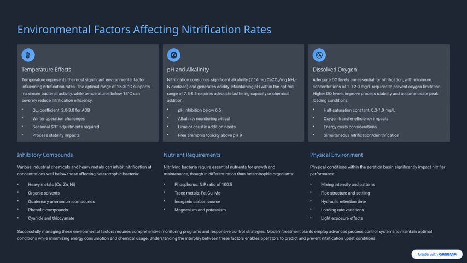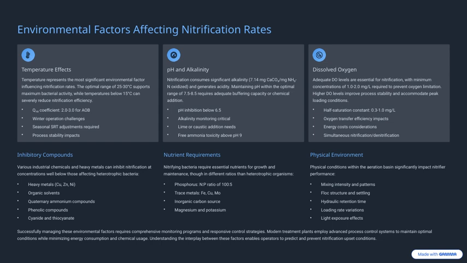Moving on to nutrient requirements, nitrifying bacteria need essential nutrients, but in different ratios compared to heterotrophs. For example, the optimal phosphorus to nitrogen ratio is about 100 to 5, and they also need trace metals like iron, copper, molybdenum, as well as inorganic carbon sources, magnesium, and potassium for growth. Finally, the physical environment within the aeration basin significantly impacts nitrifier performance. Factors such as mixing intensity, floc structure, hydraulic retention time, and loading rate variations all influence how well nitrification proceeds.